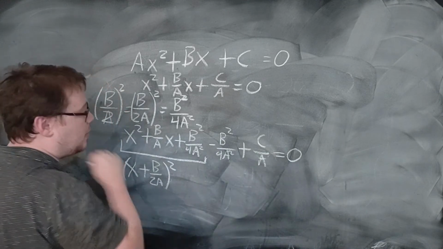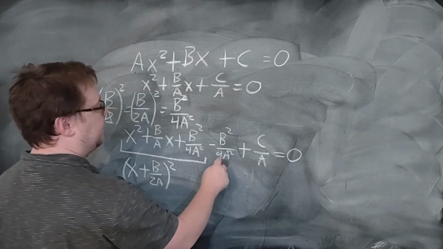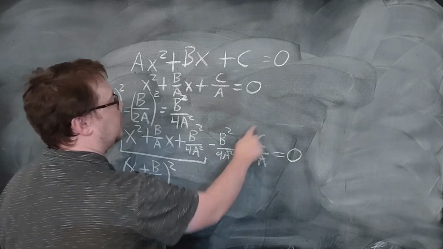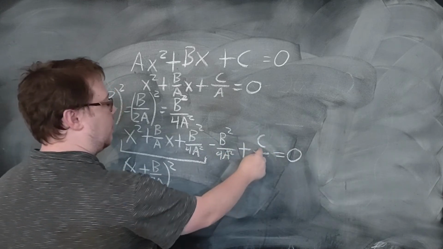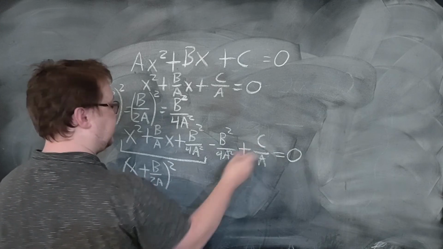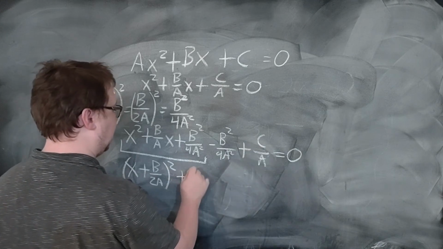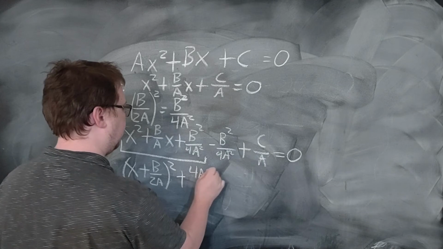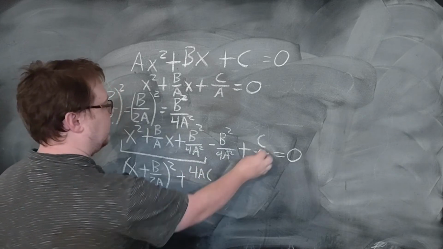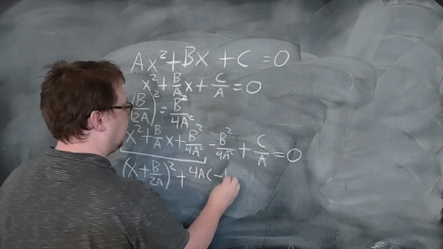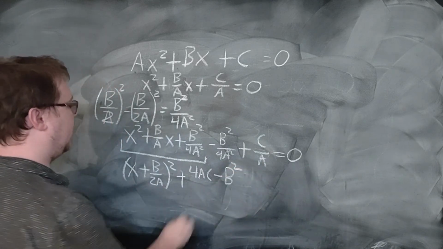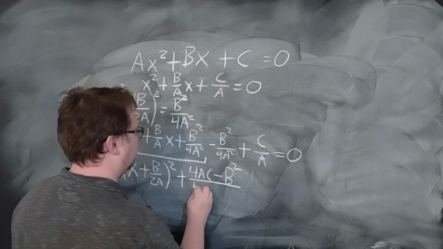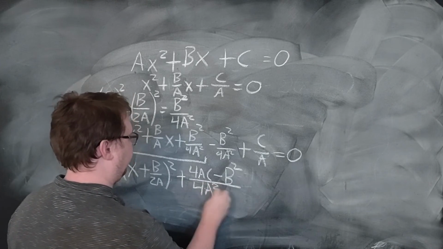So, we need a common denominator, so that is going to be 4a squared. So I need to multiply this by 4a. So this is going to be 4ac. So I'm going to say plus 4ac, and then we have minus b squared. And that is all over 4a squared. And that equals 0.